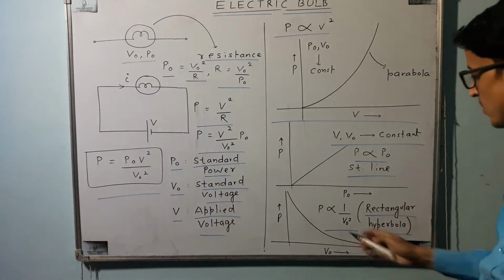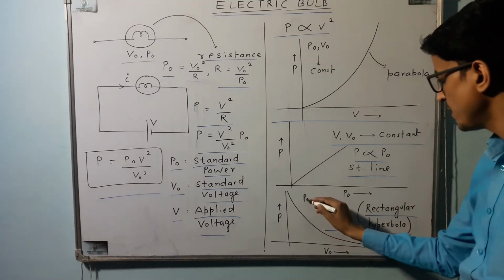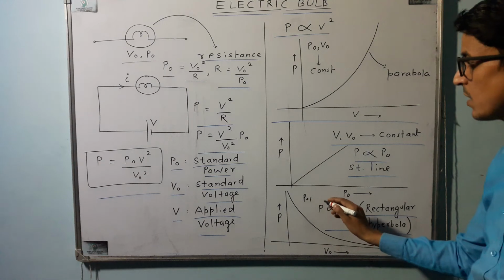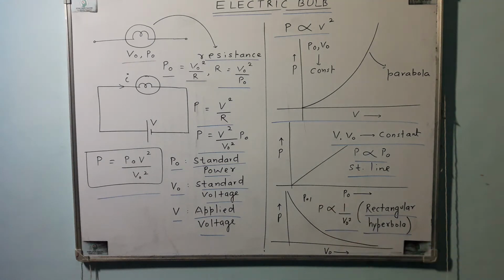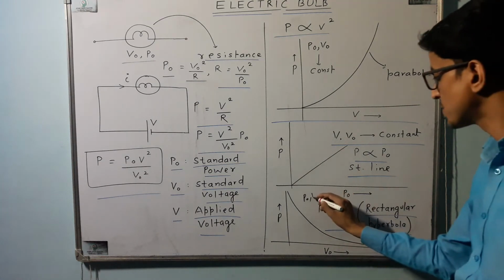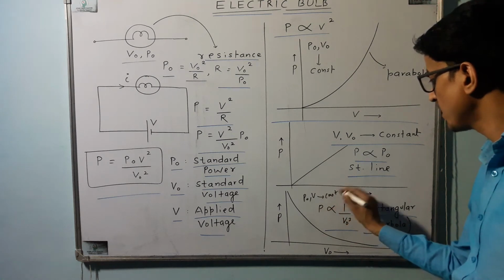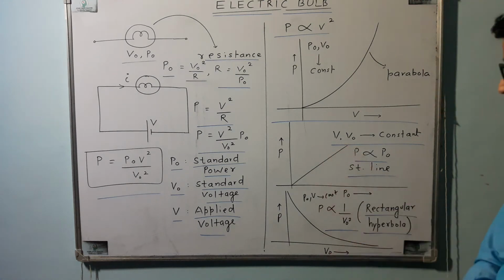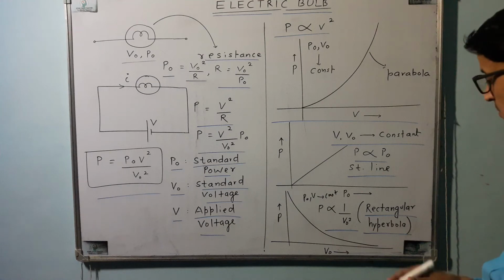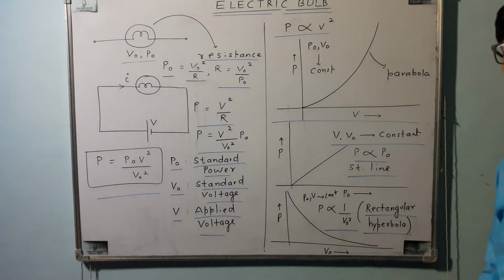And obviously it's P versus V0, where P0 and V are constant. So if P0 and V are constant, P will be proportional to 1 by V0 square. So the graph will be a rectangular hyperbola.